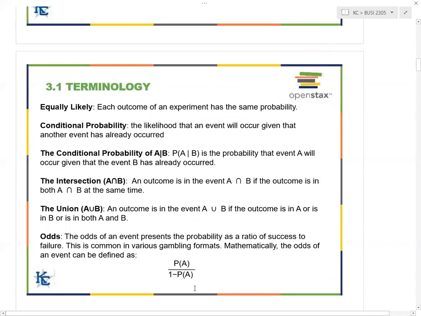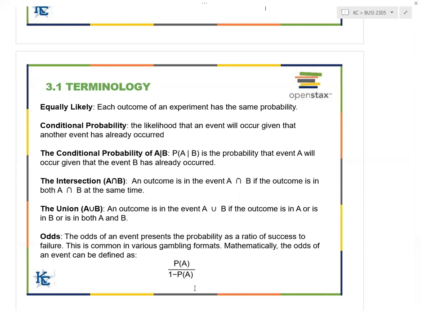Equally likely: each outcome of an experiment has the same probability. So the probability of flipping a heads is the same as the probability of flipping a tail. When you flip a coin, it's equally likely that you'll flip a heads or a tails.